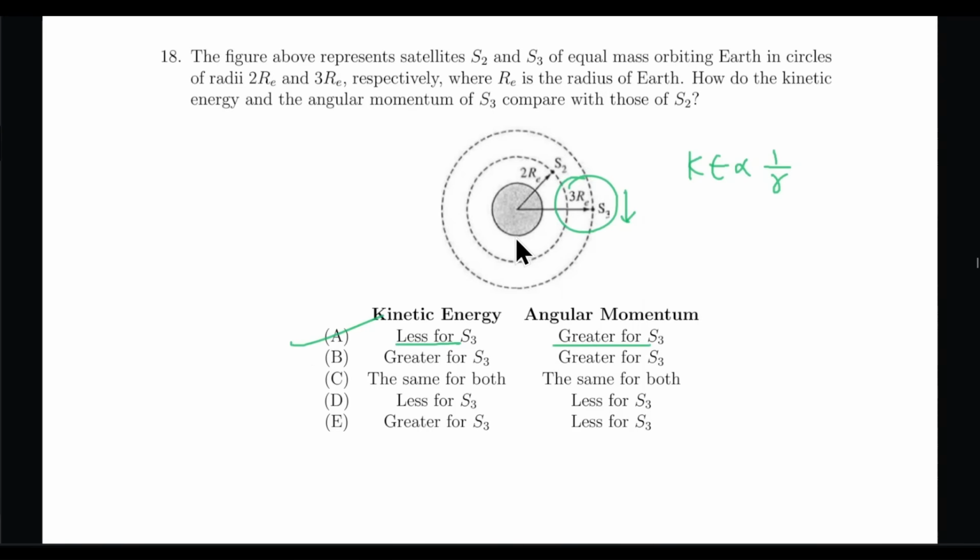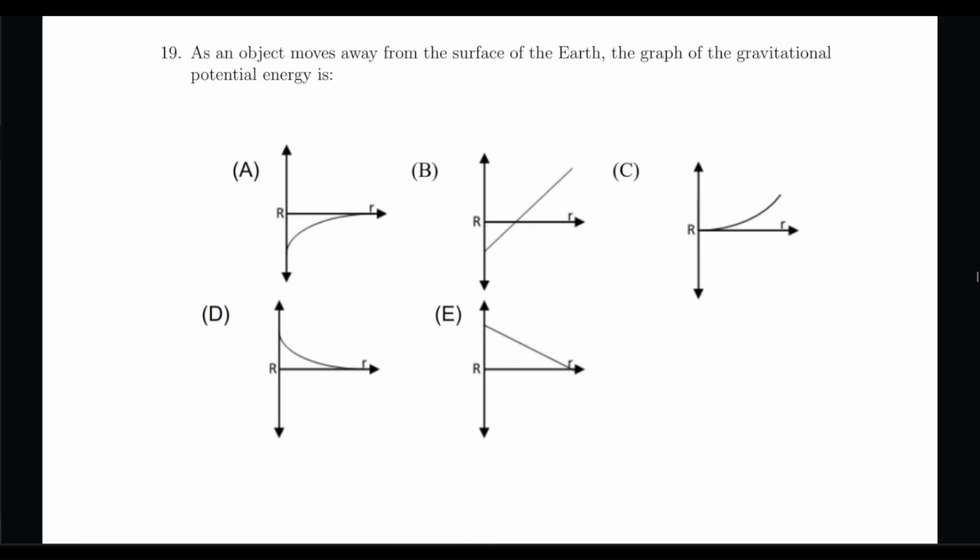I hope this one makes sense because we already did most of the work earlier, right? So yeah, this is how we do it. Okay, this time they're asking for the graph. An object moves away from the surface of the Earth. The graph of gravitational potential energy is... what is the formula for gravitational potential energy?